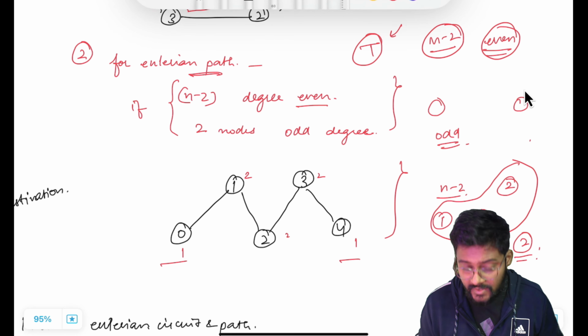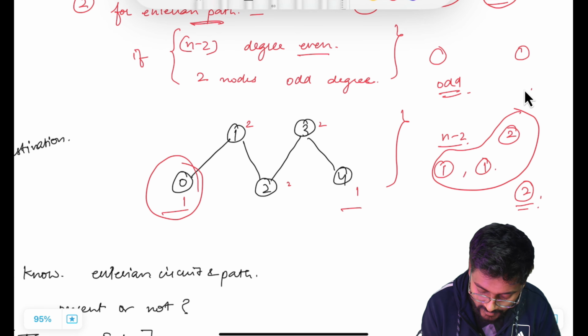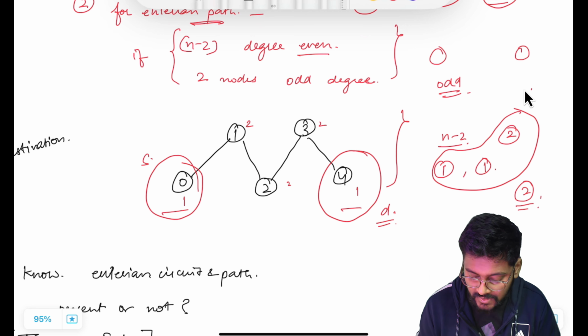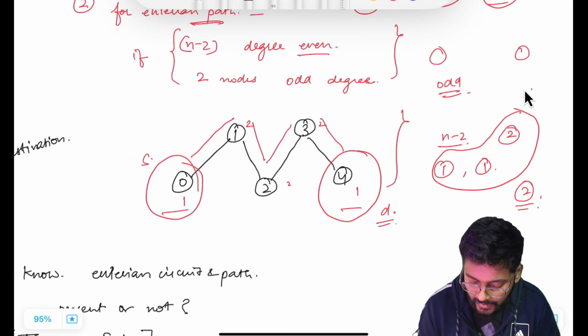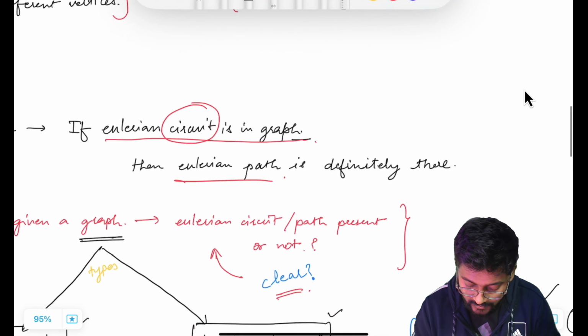How do we deal in that case? Here one node with the odd number of degree will be considered as the source, and the second node with the odd number of degree will be considered as the destination. So we can start from the source and keep on going, and we will be able to achieve the Eulerian path. This is the same thing we did in the first example.